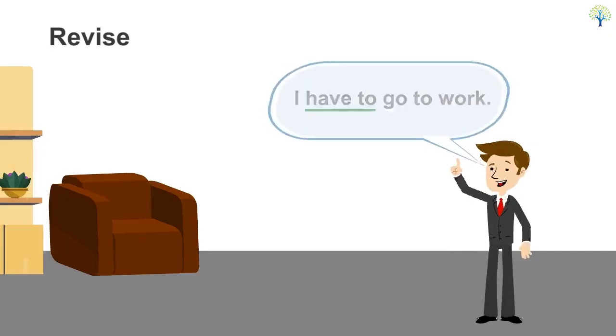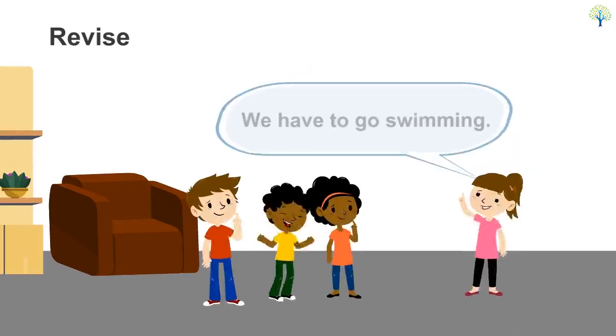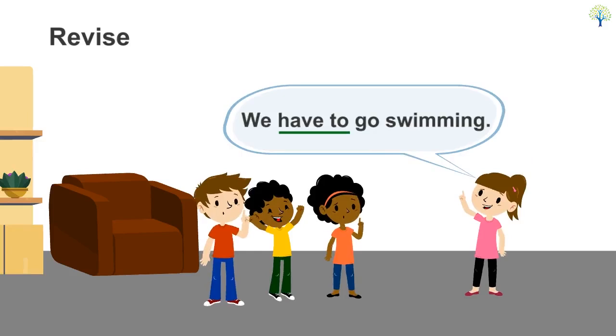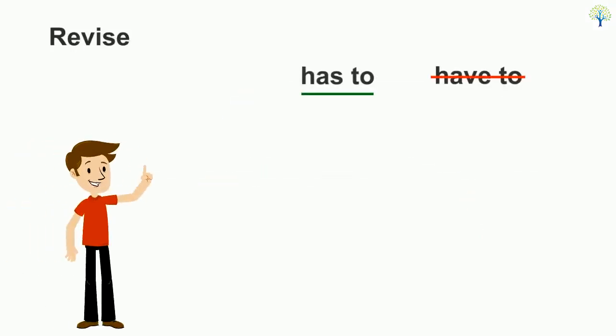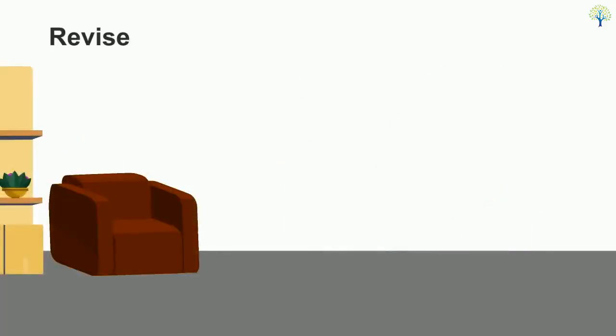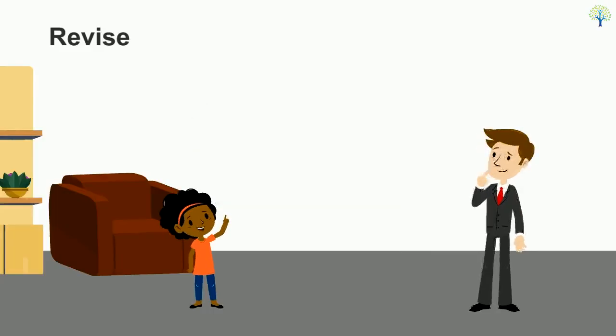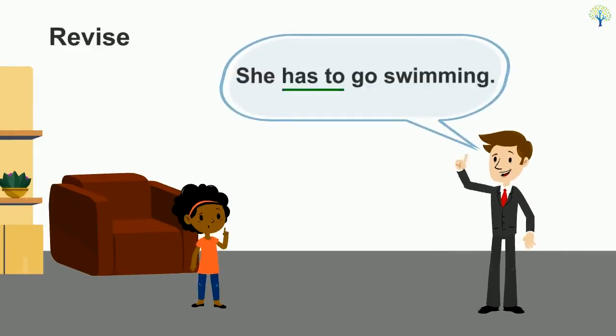For example, I have to go to work. Or, we have to go swimming. Use has to and not have to with the pronouns he, she, and it to talk about something that needs to be done. For example, he has to go to work. Or, she has to go swimming.